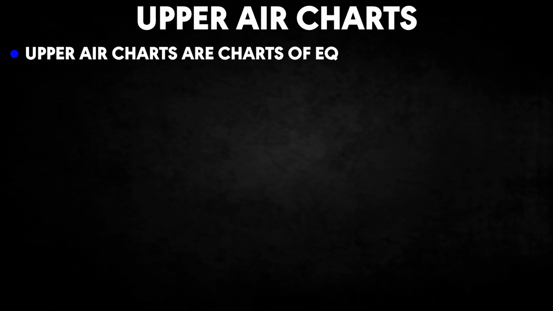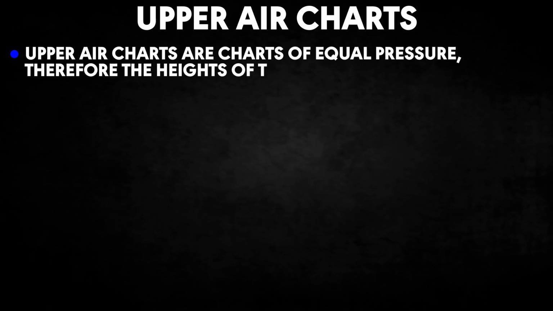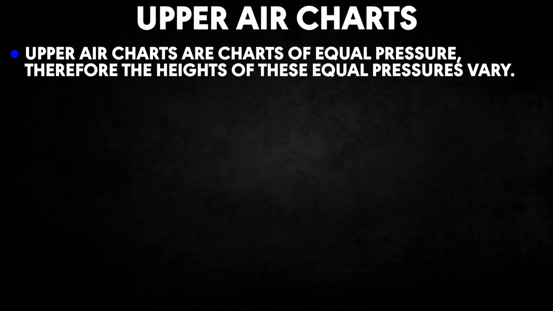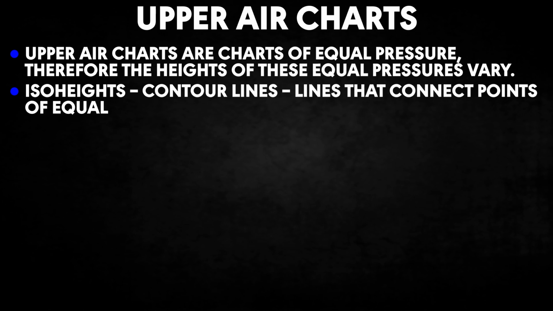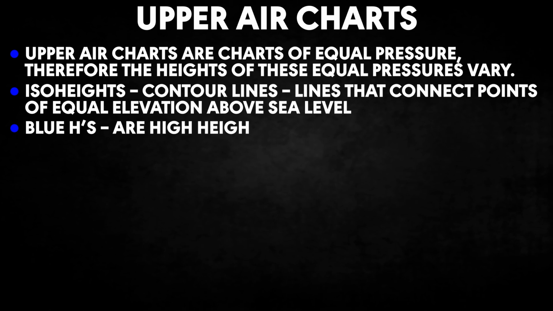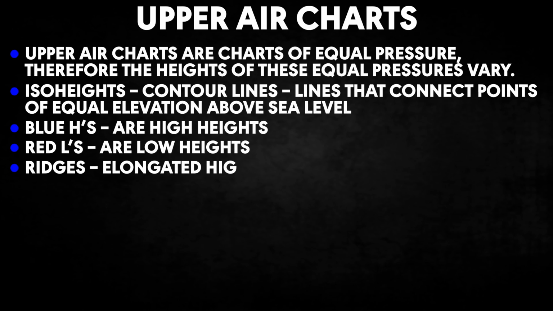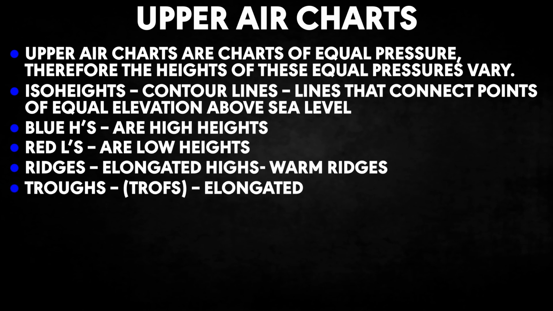Upper air charts. Upper air charts are charts of equal pressure. Therefore, the heights of these equal pressures vary. Iso-heights, or contour lines, are lines that connect points of equal elevation above sea level. Blue H's are high heights, red L's are low heights. Ridges are elongated highs, warm ridges; troughs are elongated lows, cold troughs.